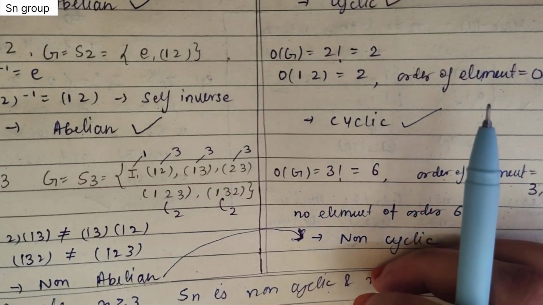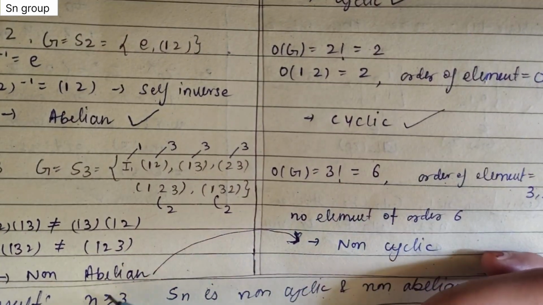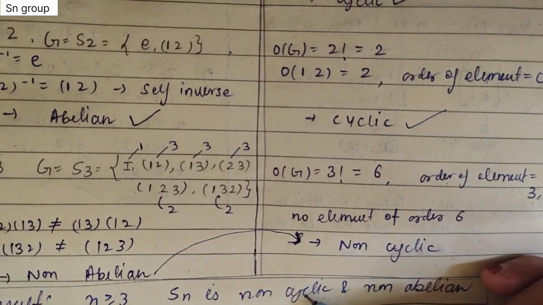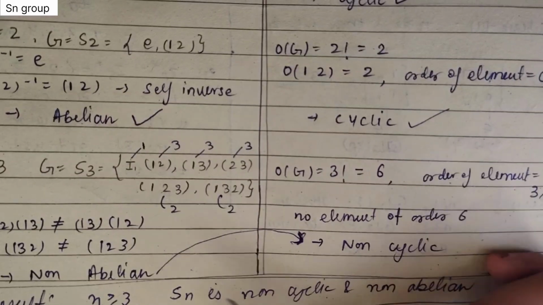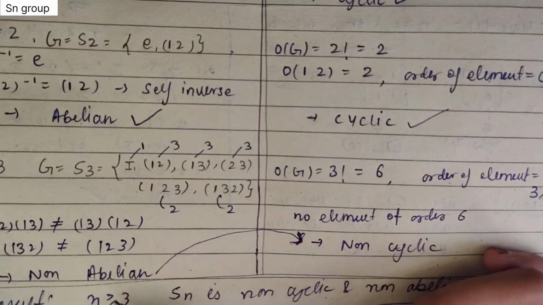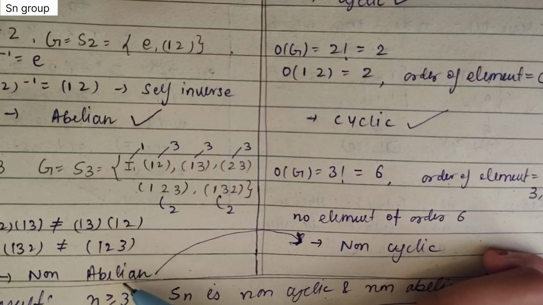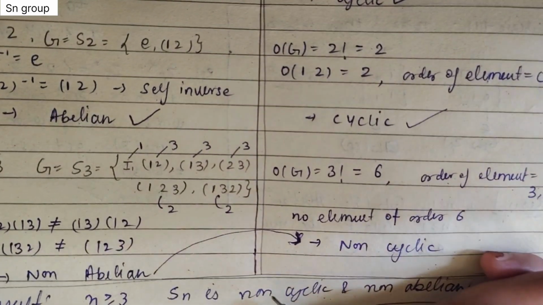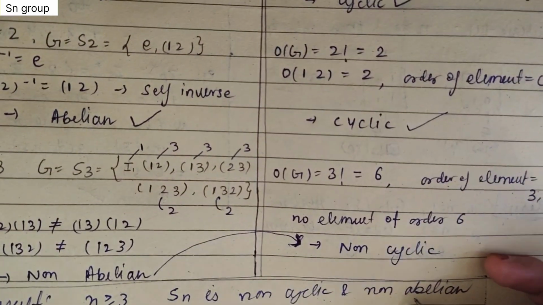So we got the general result for Sn, which states that for n greater than or equal to 3, Sn is non-cyclic and non-abelian. For n equals 1 it is both abelian and cyclic. For n equals 2 it is both abelian and cyclic, but for n equals 3 and greater than 3 it will always be non-cyclic and non-abelian.